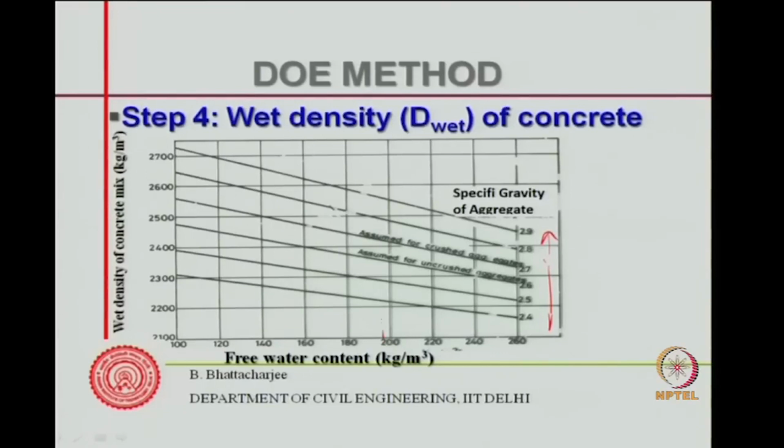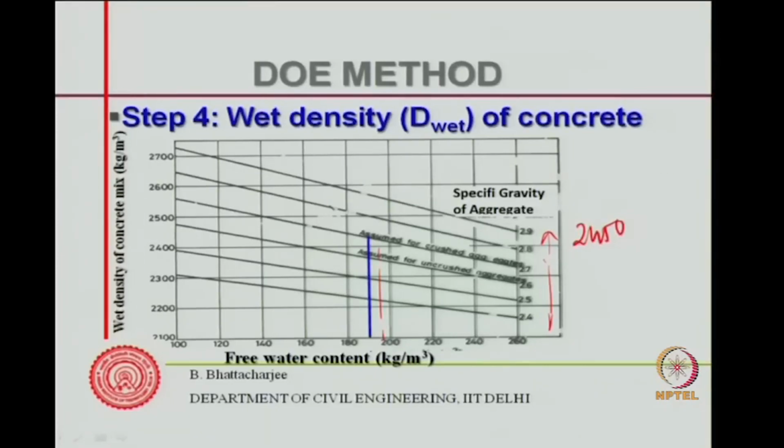Let us say if it is 195, it will be somewhere here, and if you know the type of aggregate or aggregate specific gravity, then you can take this as, let us say, 2450 or something like this. So you can find out the wet density of concrete in kg per meter cube. You know the mass of the cement in 1 meter cube, the mass of the water in the same 1 meter cube. Therefore, the rest of it must be the aggregates. So this is the principle that is applied.